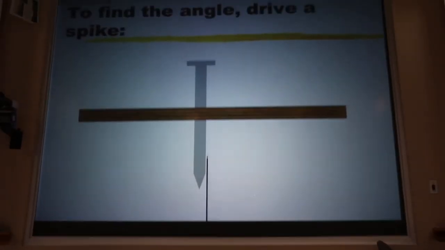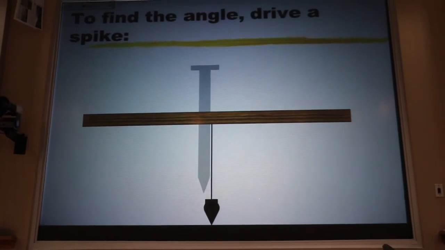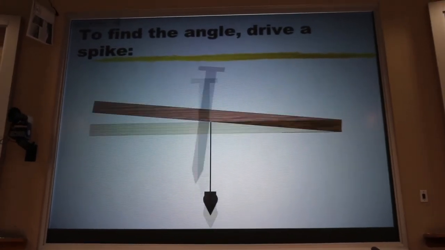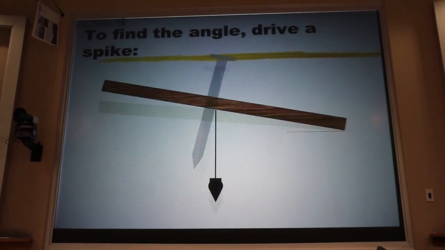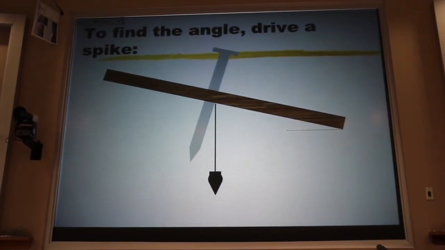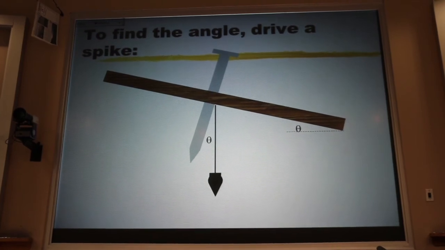There's a spike, there's the plumb bob. The plumb bob always points straight down. As I move up the plank, the spike is moved away from vertical. The more I move it, the more the spike is moved away from vertical. So those 2 angles have to be the same.